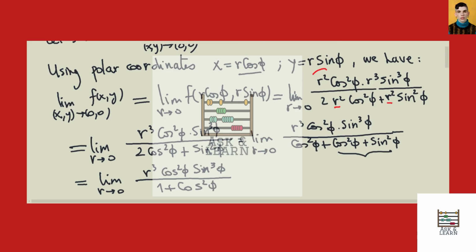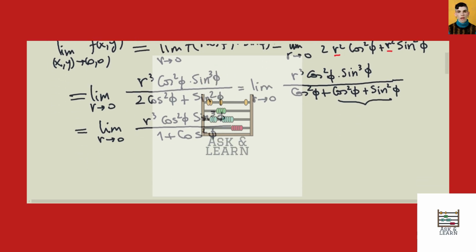And because cosine squared of phi is greater than or equal to 0, when we add 1, that value in the denominator is strictly positive. It never equals 0. So for every phi, this limit is exactly equal to 0, because in the numerator we have r cubed times a value, and so that goes to 0, and the denominator is different from 0.